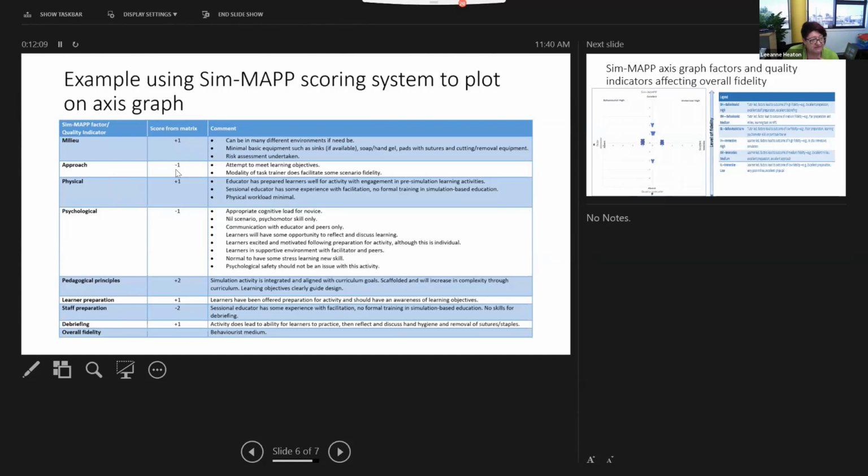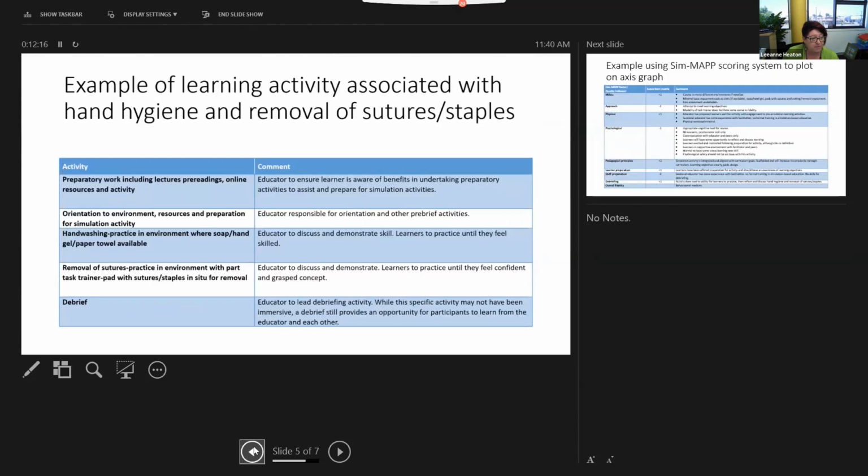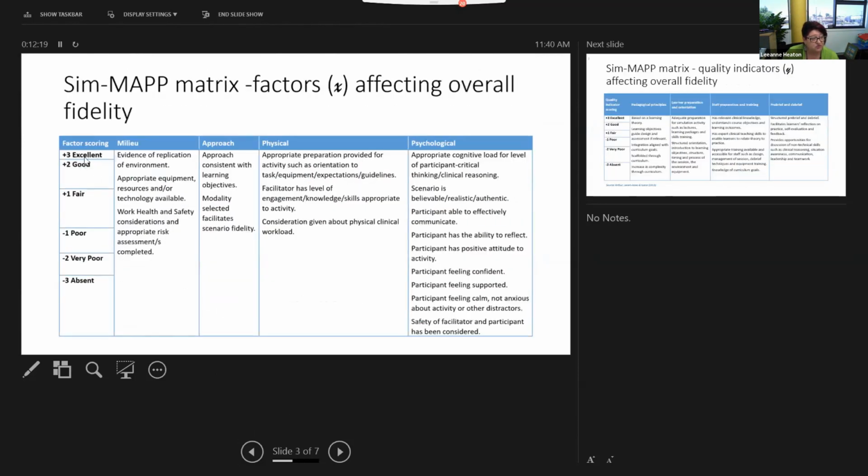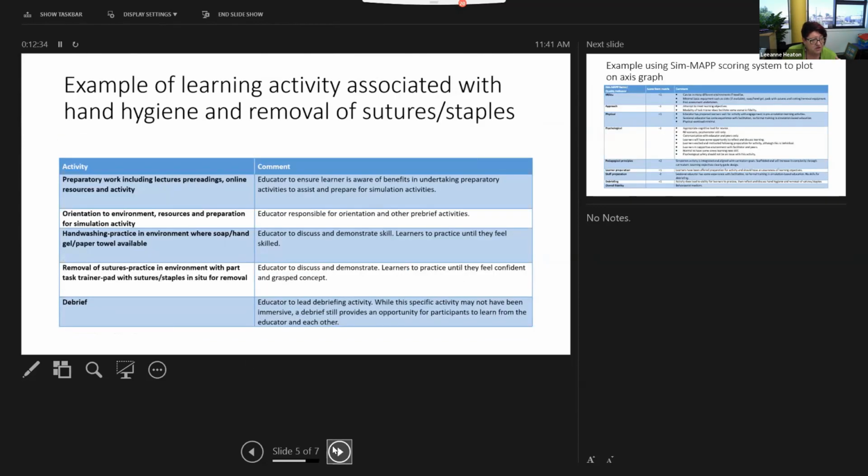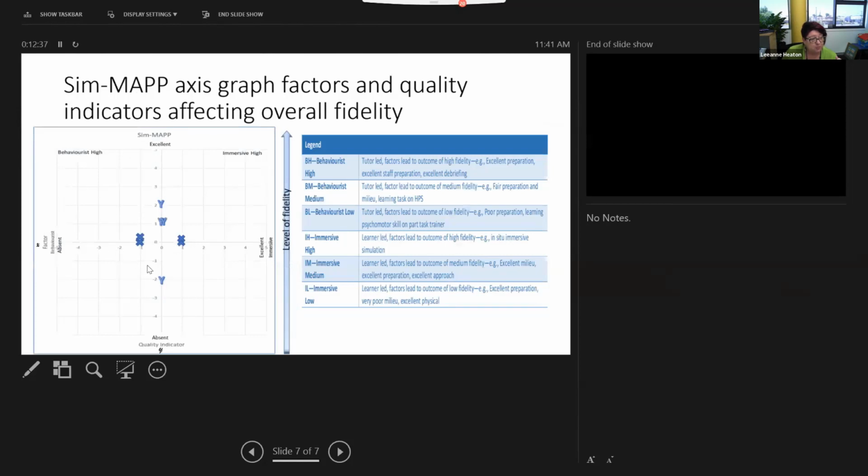And as you can see, it varies from point to point depending on how that's scored. If we go back, you can see how they're scored. For example, with the evidence of replication of the environment, whether it's excellent down to absent, any of these things can impact on the overall fidelity. That then goes onto this map and is plotted on the graph. And as you can see, it ends up being either behaviourist high, immersive high, or behaviourist low, immersive low.